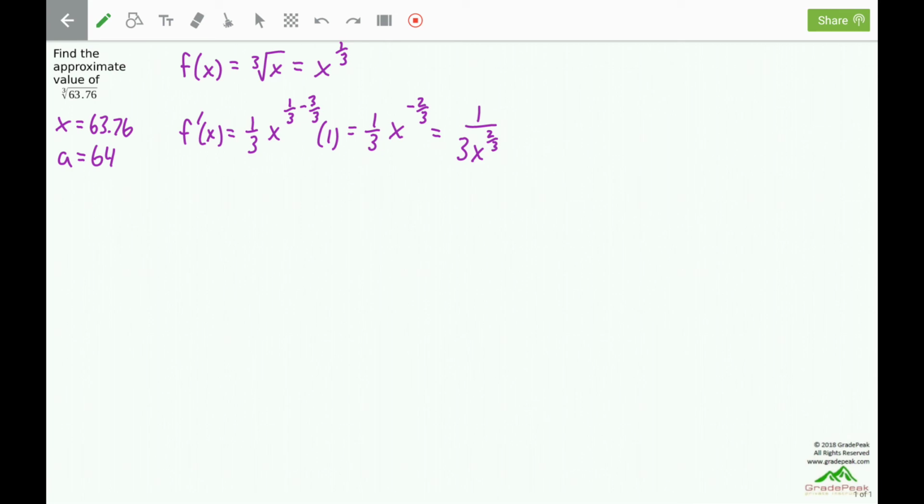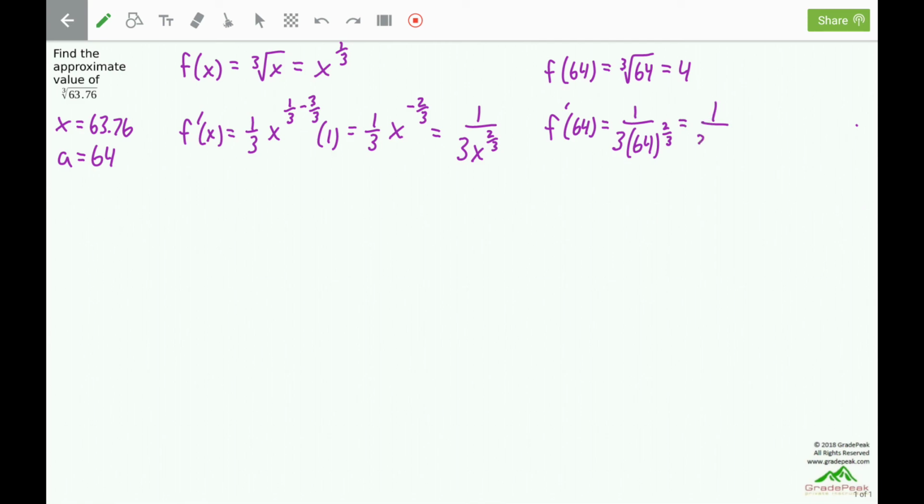We now can evaluate f of x and f prime of x at the a value of 64. f of 64 is the cubed root of 64. That equals 4. f prime of 64 is 1 over 3 times 64 to the 2/3 power.